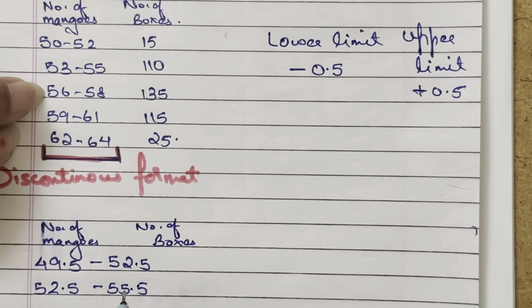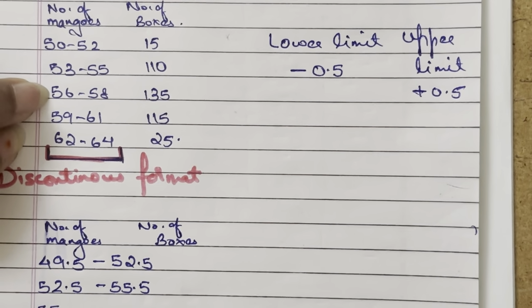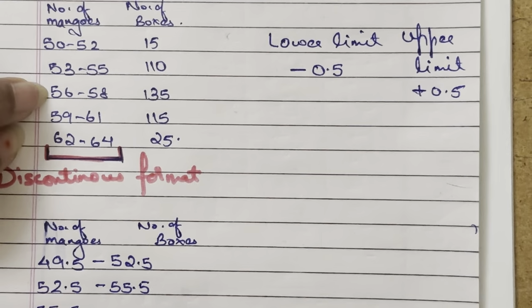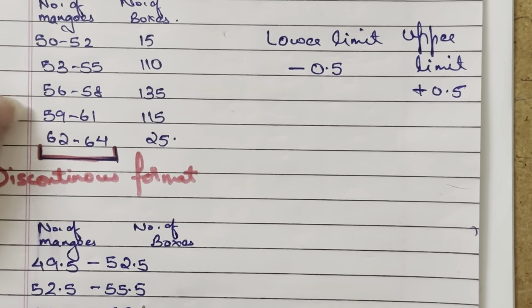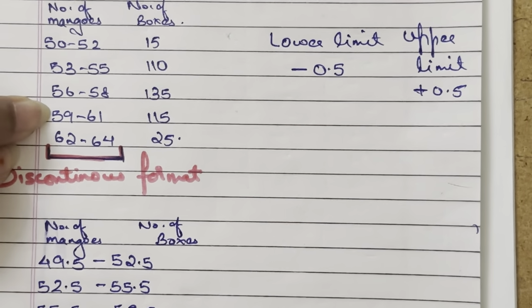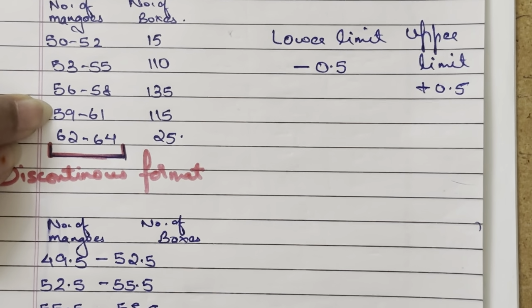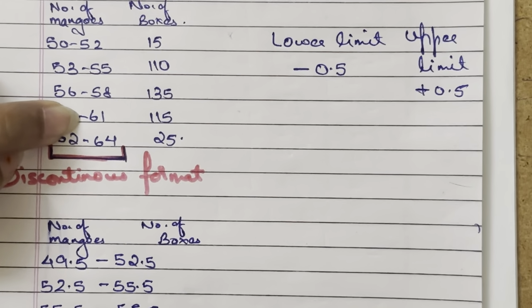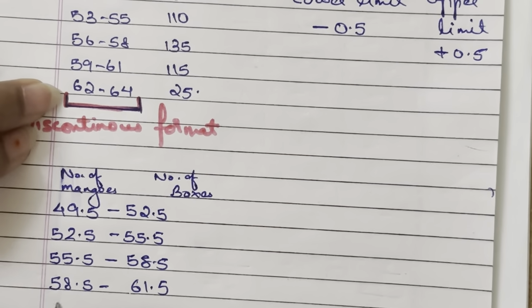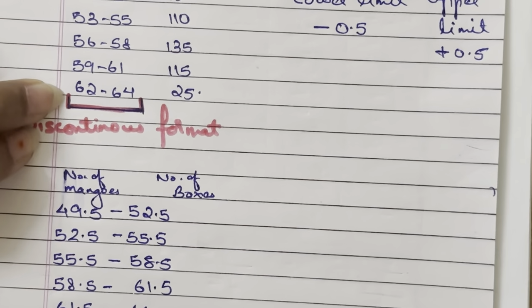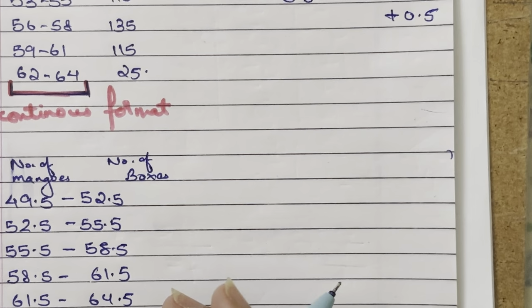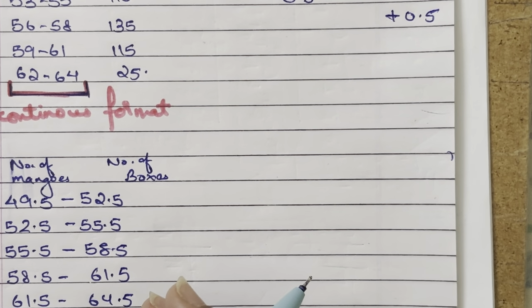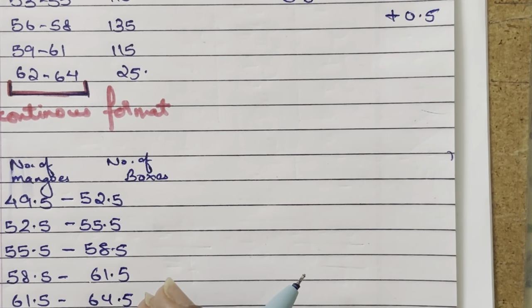Then 56 reduced becomes 55.5, and then here you're going to get 58.5. Then I go down, I have to reduce 0.5, so it becomes 58.5, and then this becomes 61.5. Likewise, this becomes 61.5, and this becomes 64.5. This is how you get the data, the continuous classes. Once you have got the continuous classes in this particular question, what is the next thing you're supposed to do?